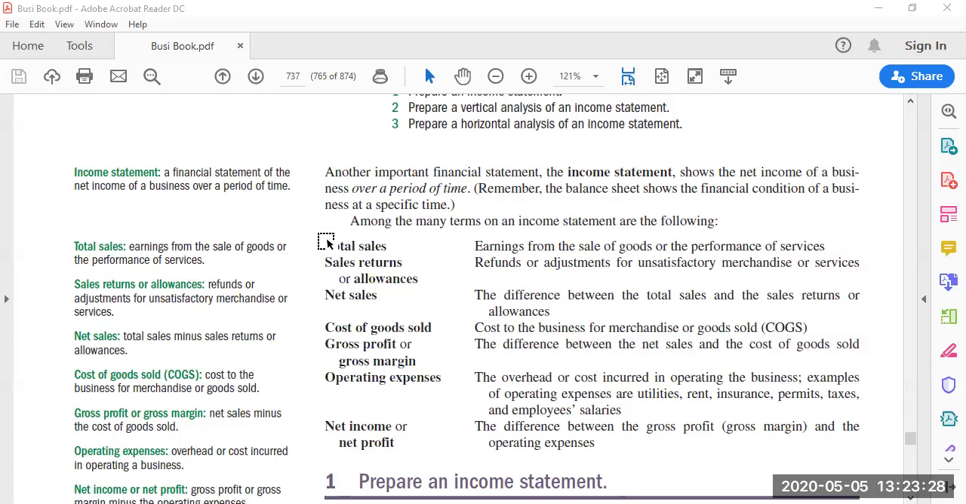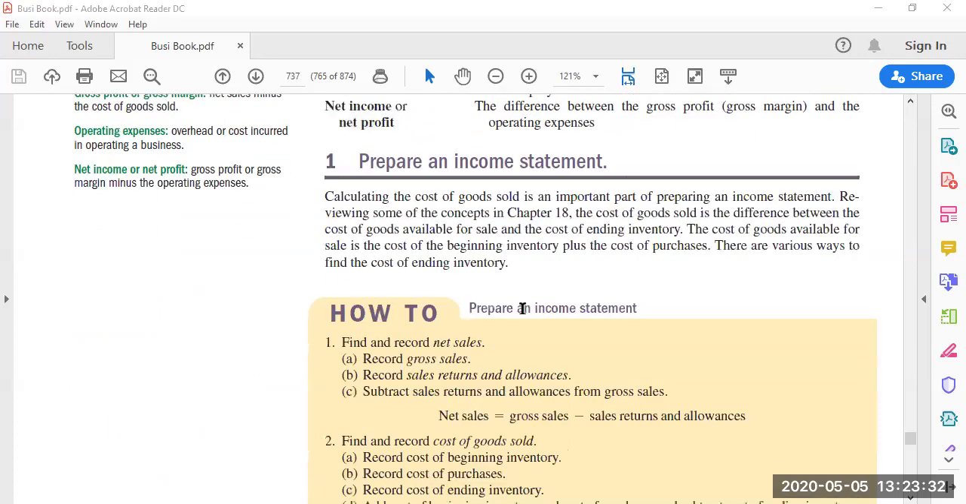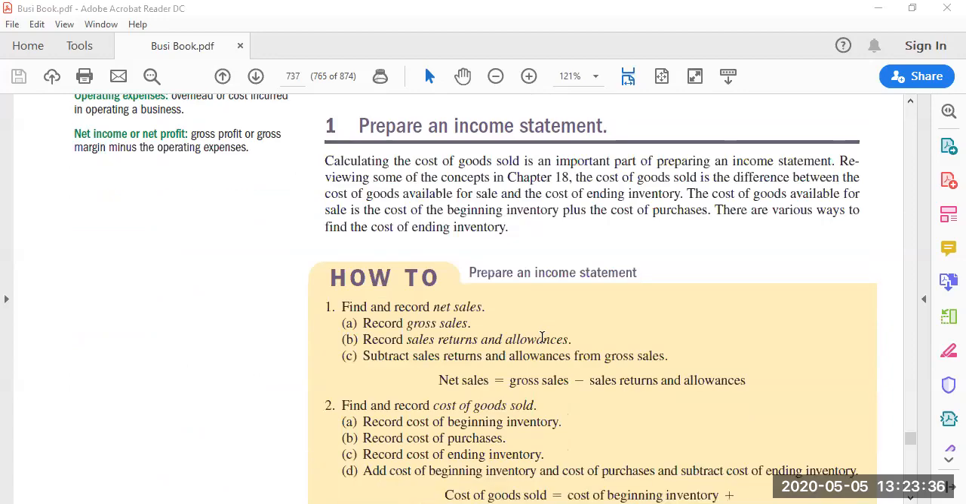So let's go ahead and prepare an income statement. Calculating the cost of goods sold is an important part of preparing your income statement. So we have to understand how to do that. And simply, you must keep track of the costs involved, purchases of different items that are used in the production of your goods or services.